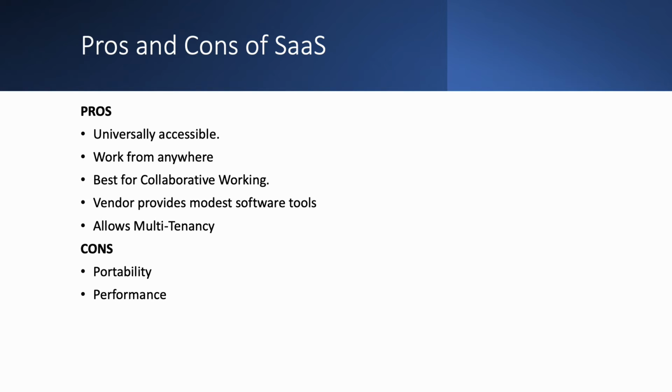So here are some of the pros and cons of software as a service. Some of the pros are that it is universally accessible, which means it is accessible from any place or platform. We do not need to commute to the workplace anymore. It provides excellent working collaboration, and the vendors provide modest software tools which allow multi-tenancy. We do have some cons, and a few of them are portability, the overall performance depending on the internet performance, and compliance restrictions.